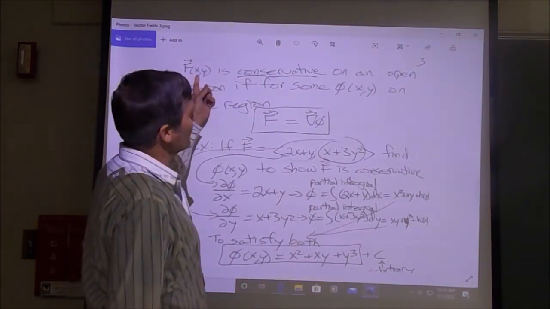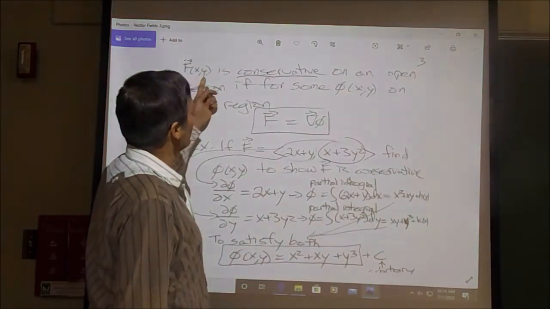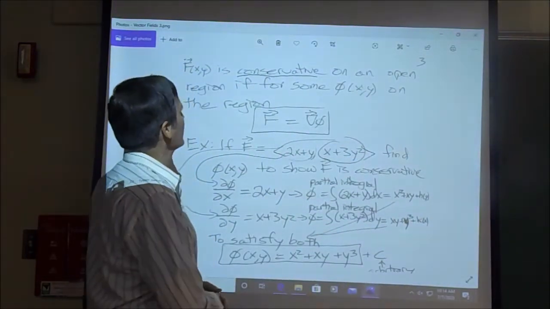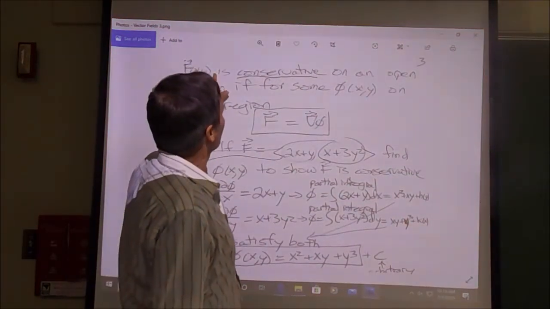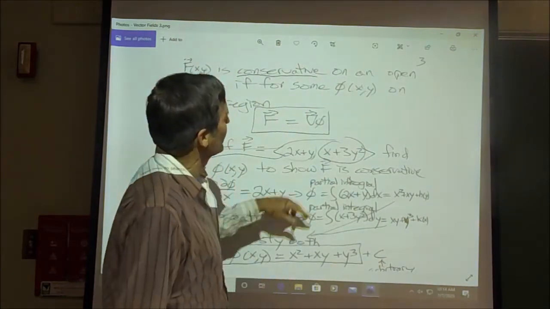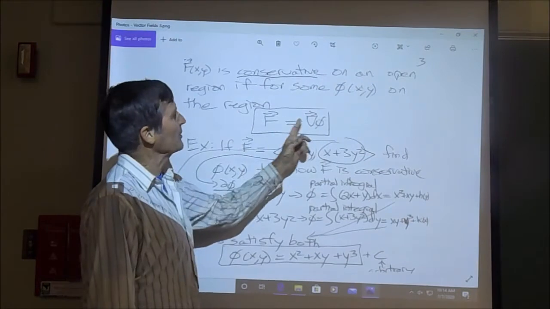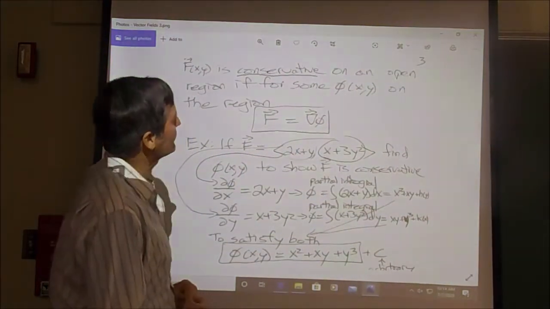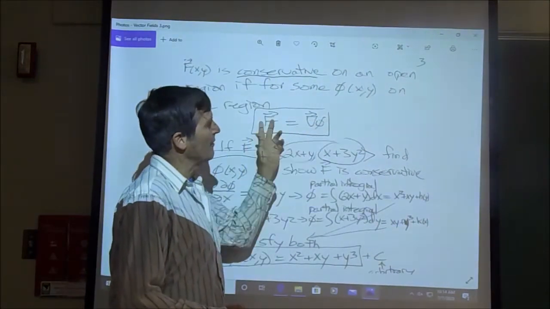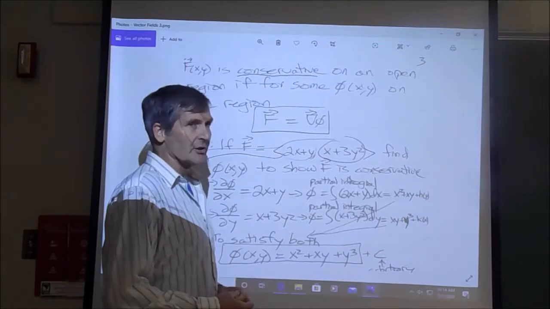A vector valued function of the plane, or in any number of dimensions, but we'll just write the definition for the plane and say it holds similarly in whatever dimensions you want. A vector field f is conservative on an open region in the plane if for some function phi of x, y on that region, f is equal to its gradient. So a vector field that is the gradient of some function is called conservative.